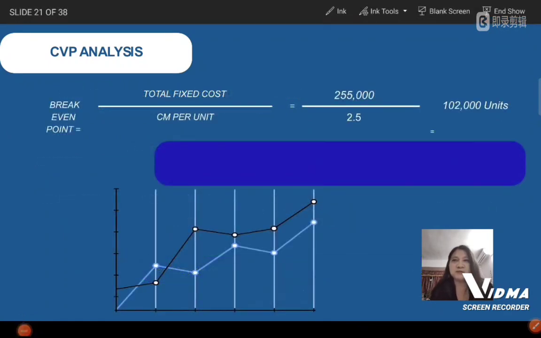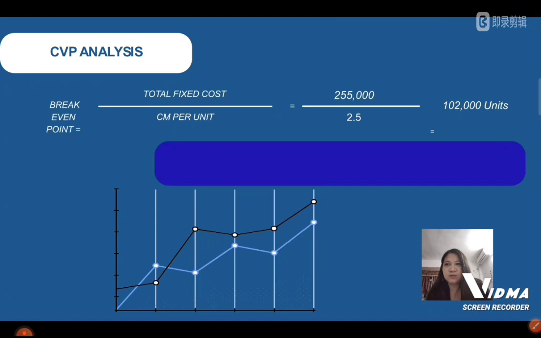Next component of CVP analysis is our break-even point. So the break-even point refers to the number of products, or in our case, the number of bricks that our company must sell to cover all production costs, both variable and fixed. The break-even point is calculated by identifying the total fixed cost divided by the contribution margin per unit.